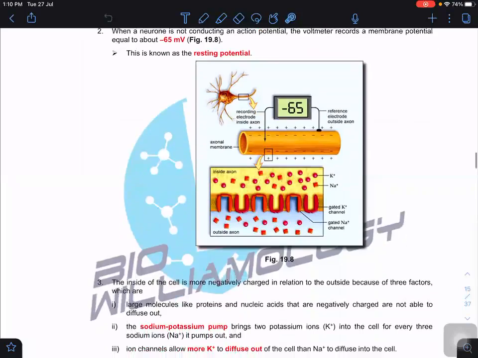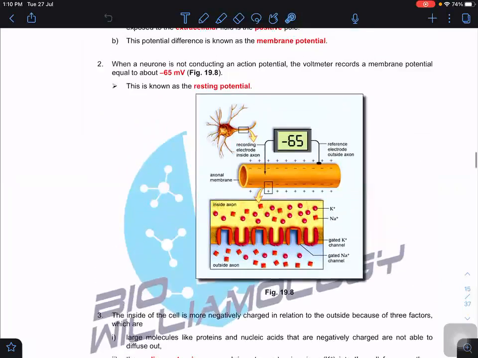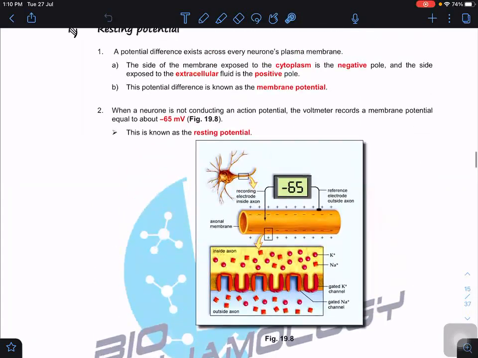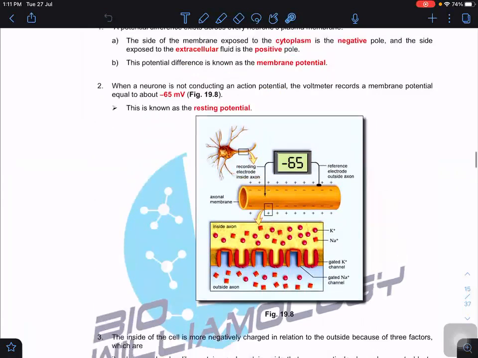So how can we maintain this resting potential? What's so important about this resting potential? Because any neuron, before we stimulate it, must be maintained at negative 65 millivolts. Always maintained at this negative 65 millivolts.